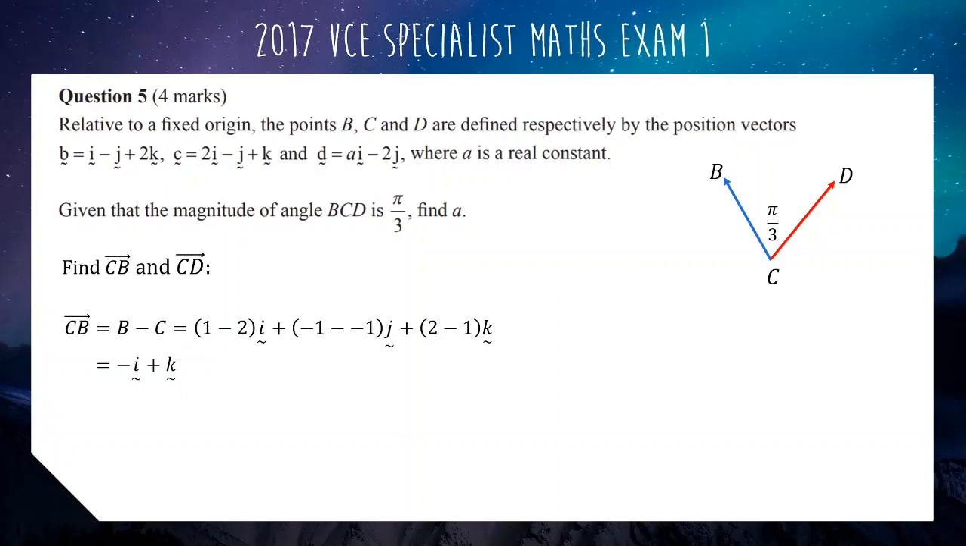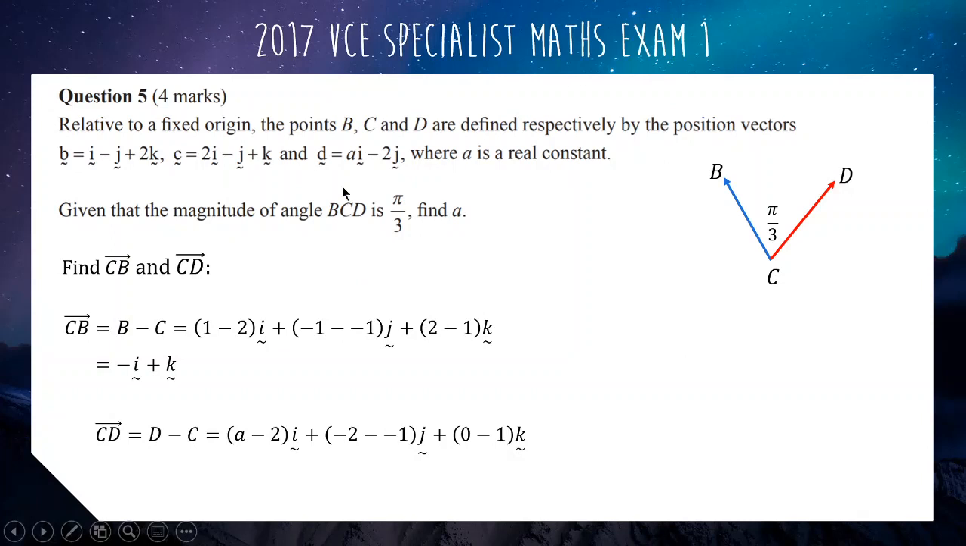Now for CD, we do something similar. We do position vector d minus position vector c. So subtracting these two, we're going to get a minus 2 for the i component. We're going to get minus 2 minus 1 for the j component. And for k, well, there's nothing here, so it's 0 minus 1 lot of k. All right, tidying it up, we get (a minus 2) i, minus 1 j, minus 1 k.